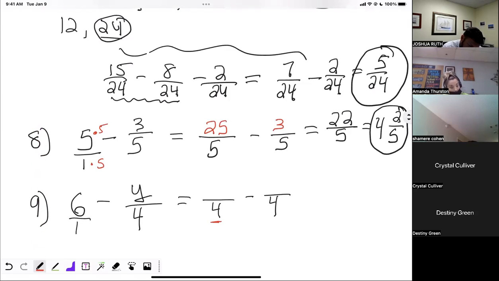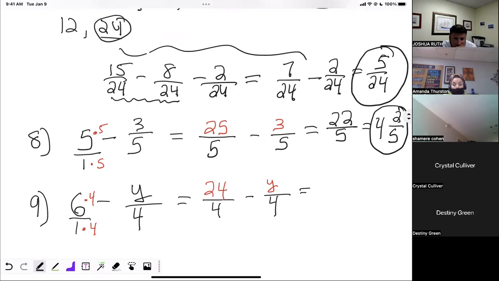So I need 4. I have 1. That means I have to multiply the numerator and denominator by 4, and I get 24 over 4. The second fraction, I need 4. I have 4. I'm not going to do anything. I'm just going to write down y. The reason I got to show you this problem is because I got to show you how to write the answer.